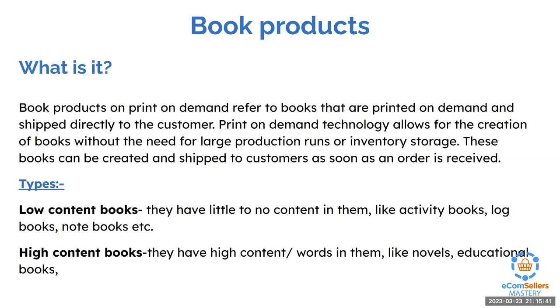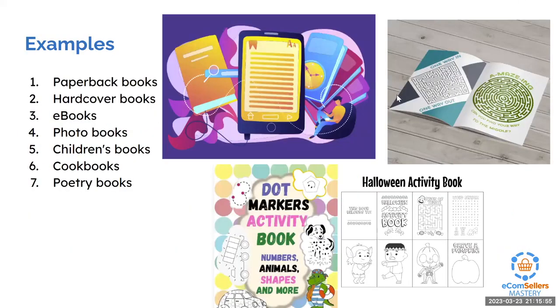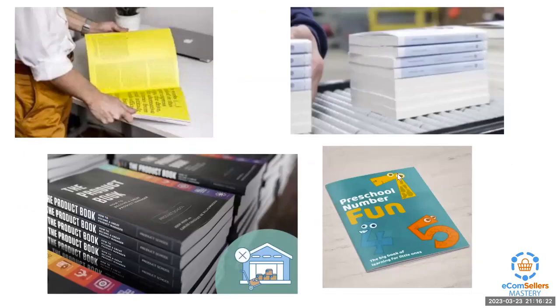Some of you have some unique stories, some unique backstories, and so putting it into a book might be a great way to preserve it. It also may be a great way to share it and profit from it. So high content books, low content books. There's so many different examples: paperbacks, hardcover, ebooks, photo books, children's books, cookbooks, poetry. So again, think about that. This is an activity book, but these start off as printables, and then from printables you can put them into an actual book as activities for people to do. Okay. So here's more books. Again, just books.